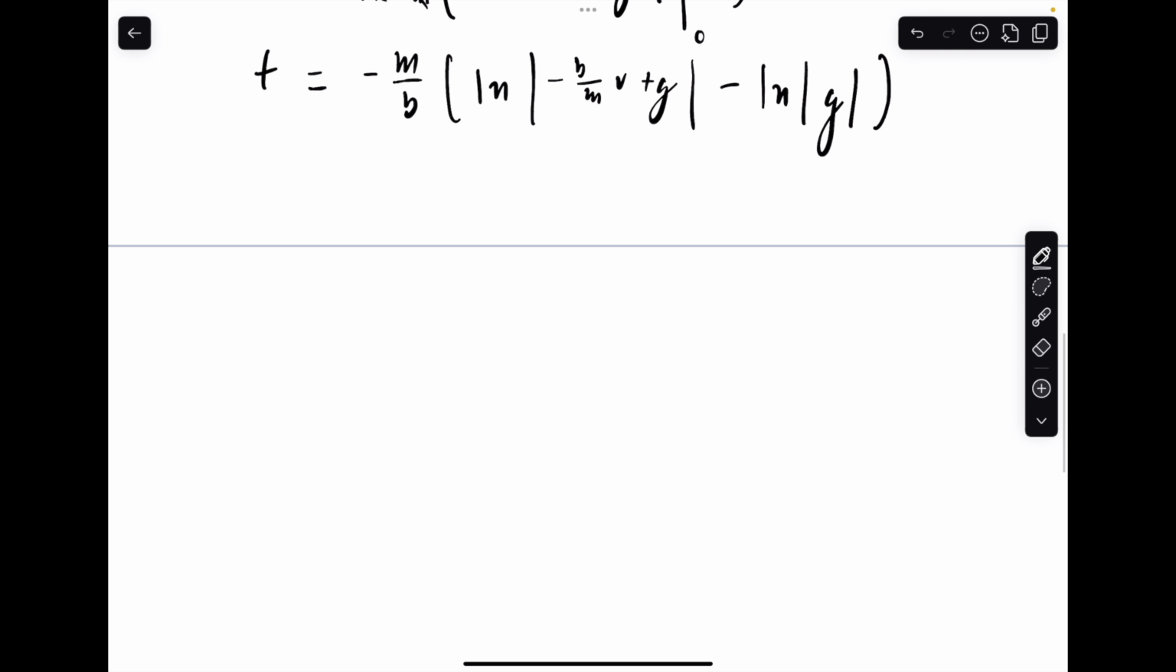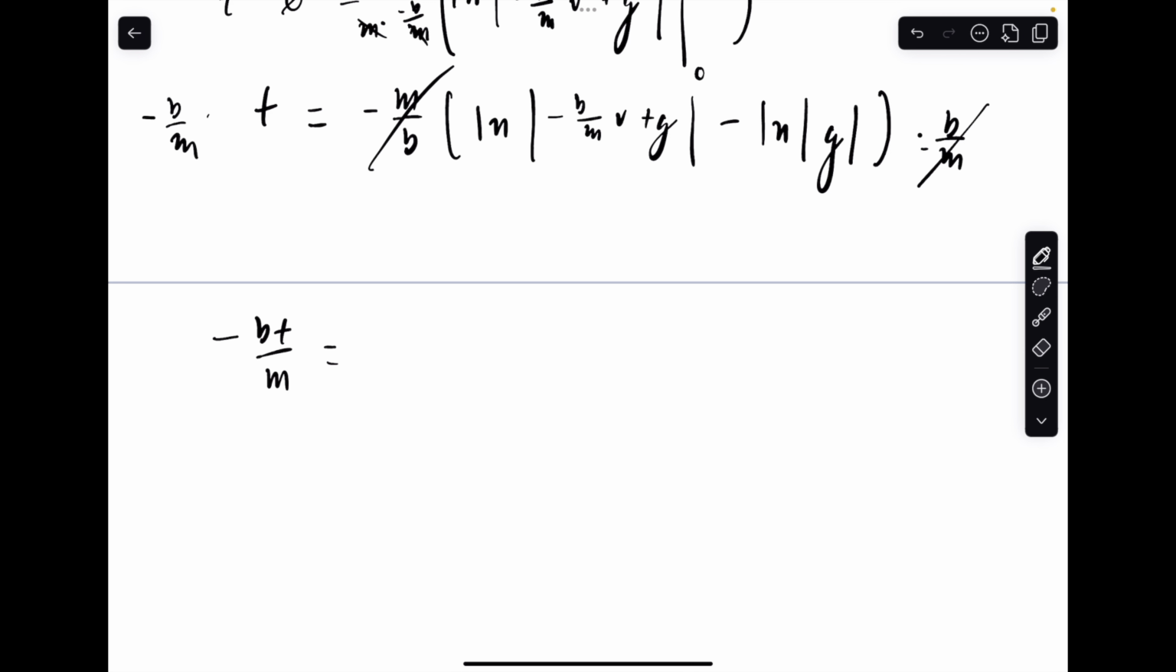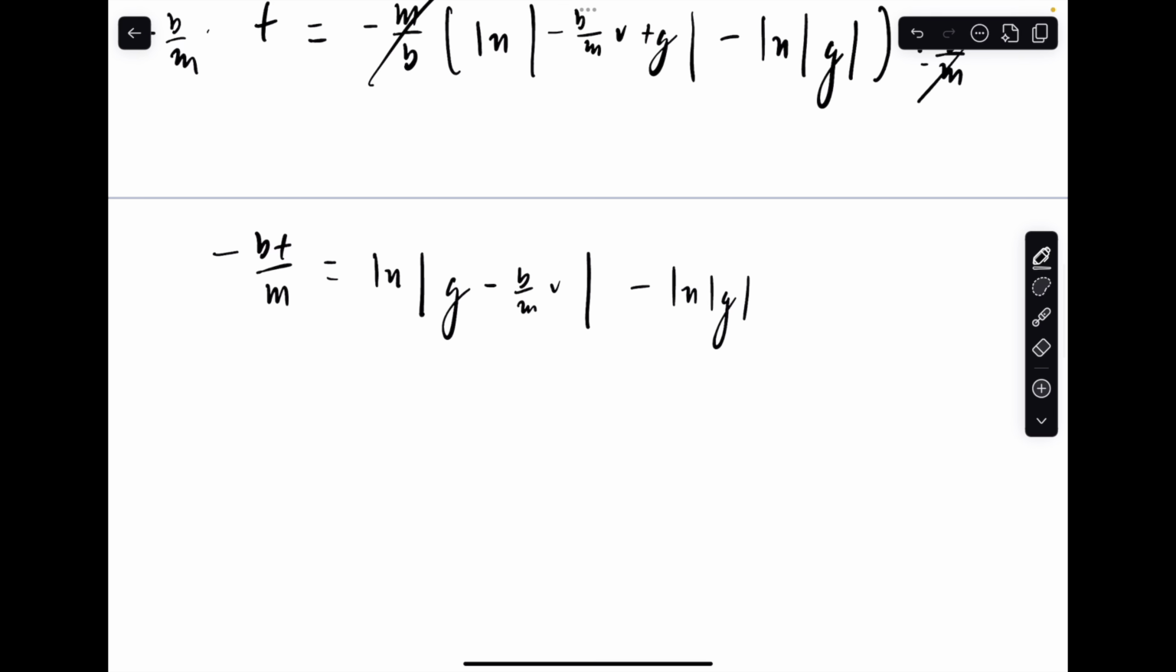Now, in order to get rid of this pesky multiplier, I'm going to give it to the other side. By multiplying this entire thing by negative b over m, the reciprocal, which will cancel this and turn it into 1. So negative bt over m is equal to ln of g minus b over m v, minus ln g. That looks a little bit easier to work with.